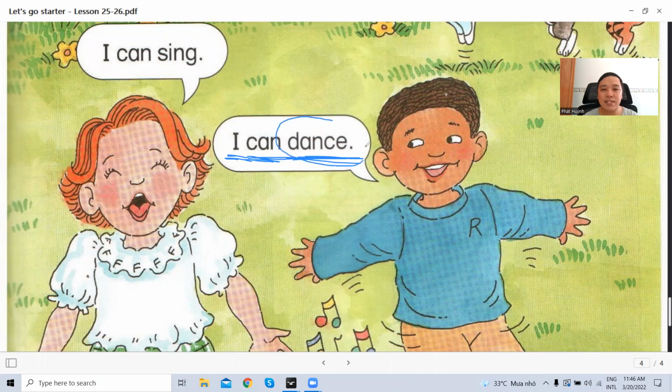Now, dance. Okay, so what is dance? Vậy thì dance là gì các em? Dance là nhảy múa khiêu vũ. I can dance. Vậy thì I can dance nghĩa là gì? What is I can dance? That's right. I can dance means tôi có thể nhảy múa khiêu vũ.